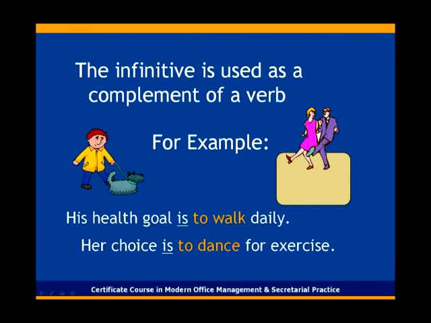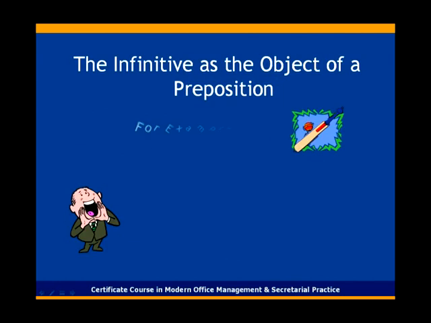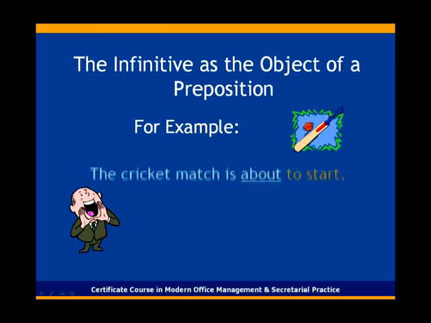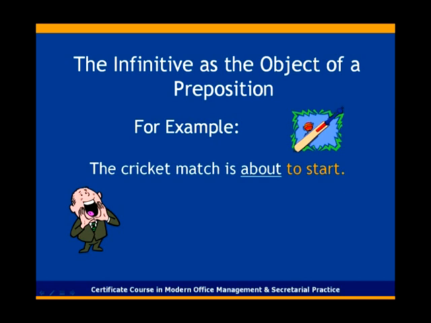The infinitive also acts as a noun when it is used as the object of a preposition. For example, the cricket match is about to start. In this sentence, the word about is the preposition. I had no choice but to shout.